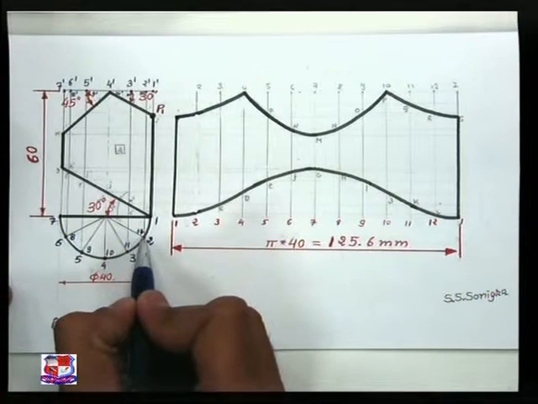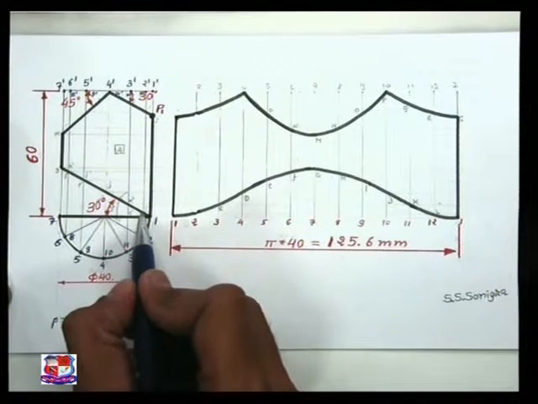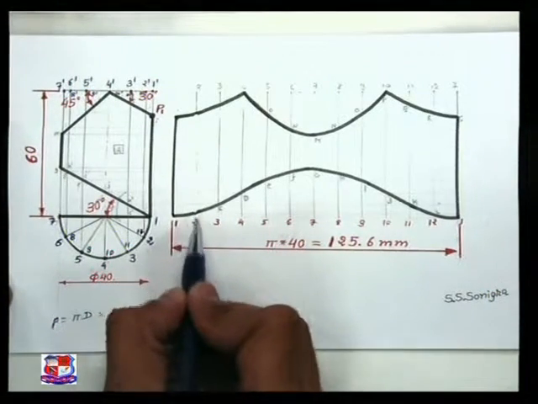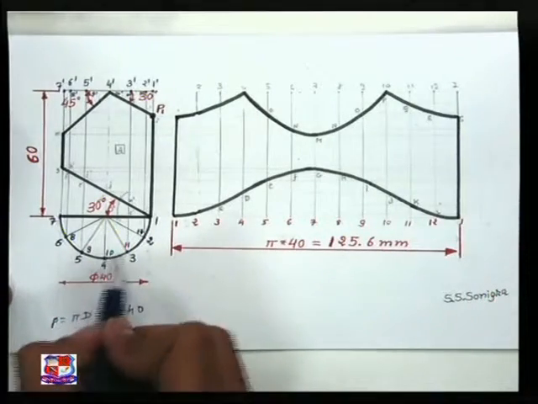From point 2, draw a vertical line like this. That will cut this cut portion over here. So from this, draw a horizontal line, and it will cut point number 2 at this point. Similarly, point number 3 is here.